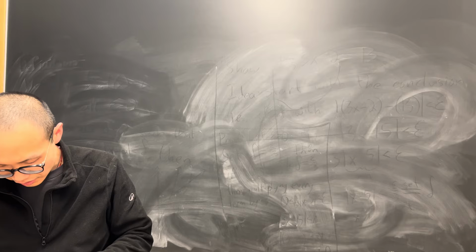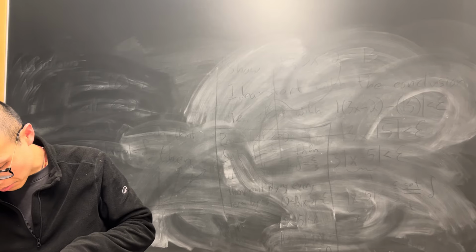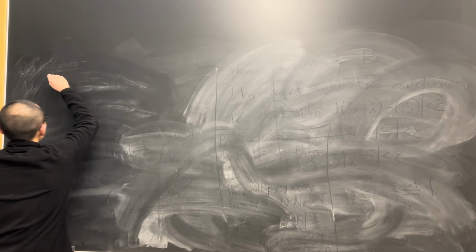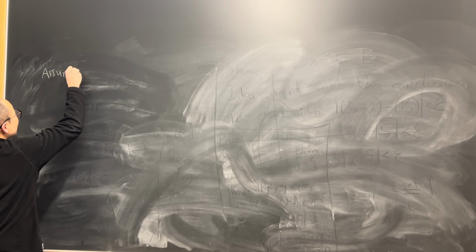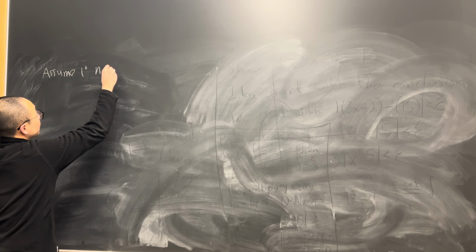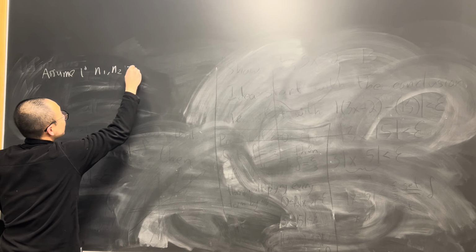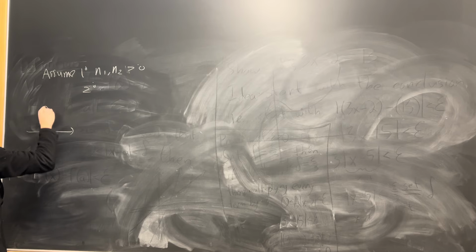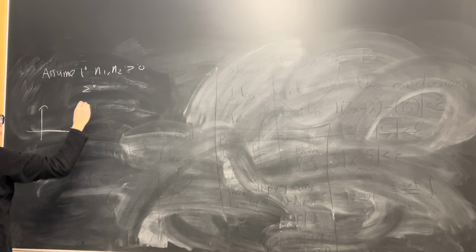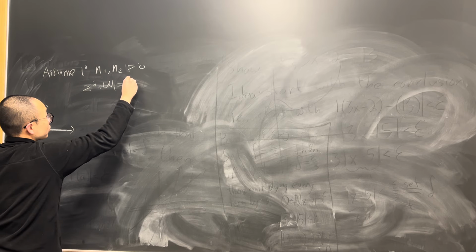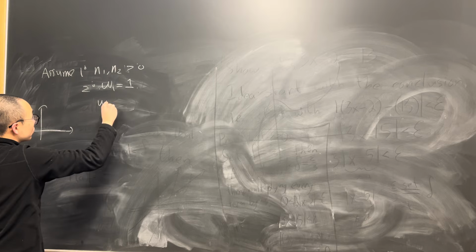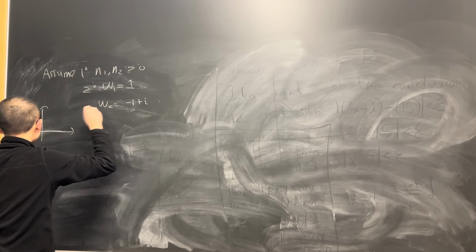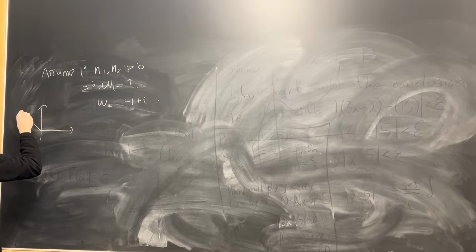Okay, so last time I think we stopped at this place. Suppose that N2 is positive, and second we have W1 is equal to 1, and then W2 is equal to -1 plus i.